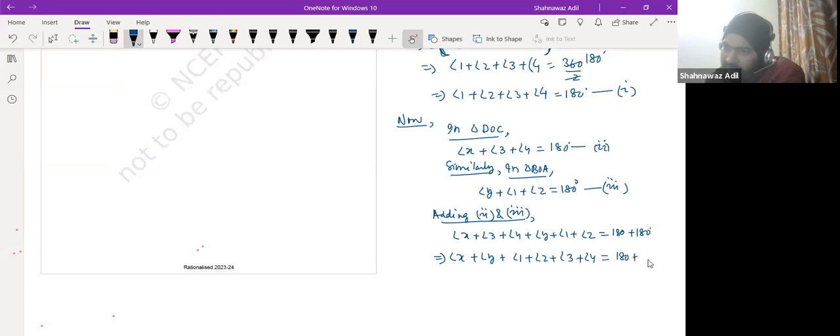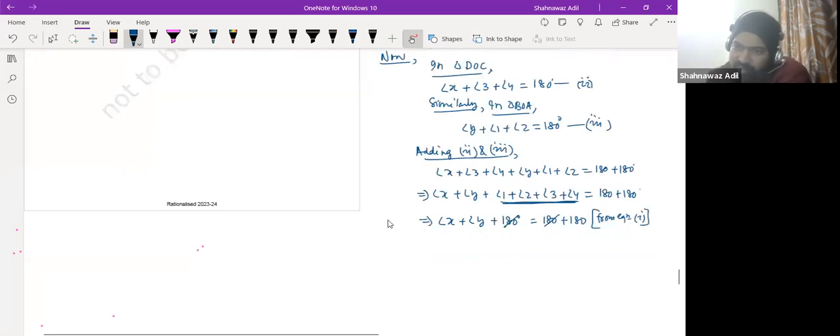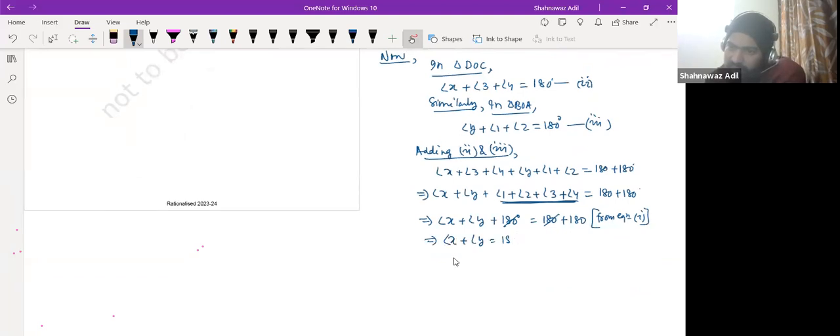It is right. And we know that this thing is how much? We have proved earlier that this is 180, right? So because from equation 1, right? So then what did we get? We get x plus y, that is 180. And similarly, we can prove that z plus w, that would also be 180.